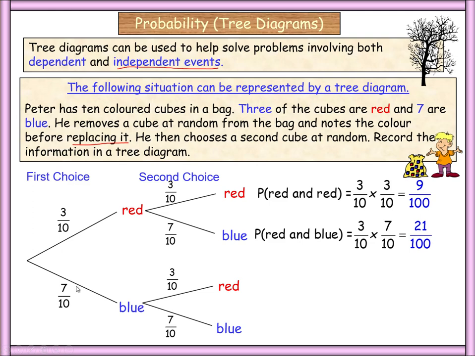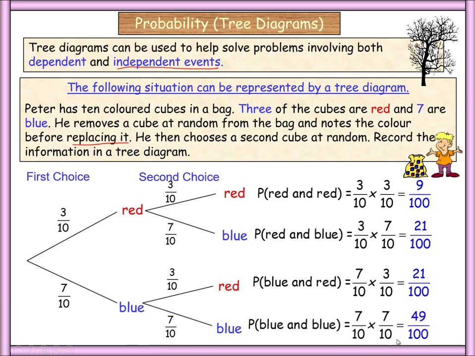Then, if he got a blue on the first go with a chance of 7 out of 10, chance that he chooses a red next is going to be 7 out of 10 times 3 out of 10. And finally, the chance he went blue and then chose a blue the second time is going to be 7 out of 10 times 7 out of 10, which is 49 out of 100.